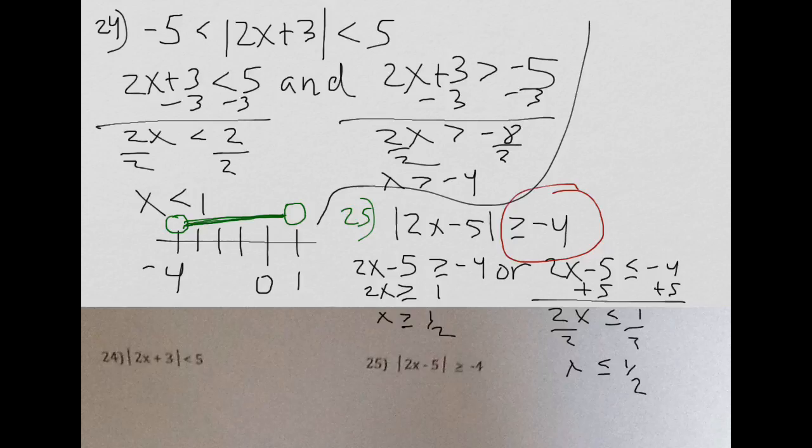Every single answer is going to work for this problem because it says, what's the absolute value of this thing when it's always greater than or equal to negative 4. Well, no matter what, every answer you get for absolute value will be greater than a negative value because it's always positive. So I didn't even have to do all this. So this is all solutions. Everything works. It's like an identity. Everything works for number 25.